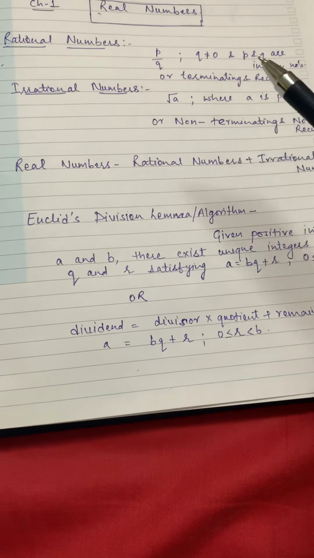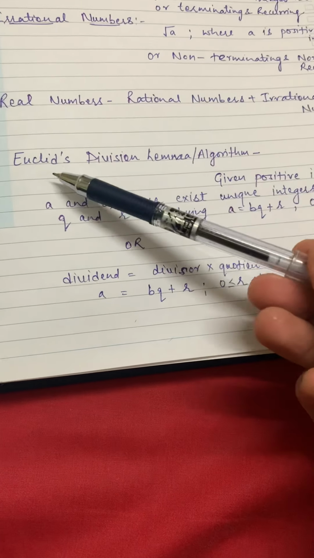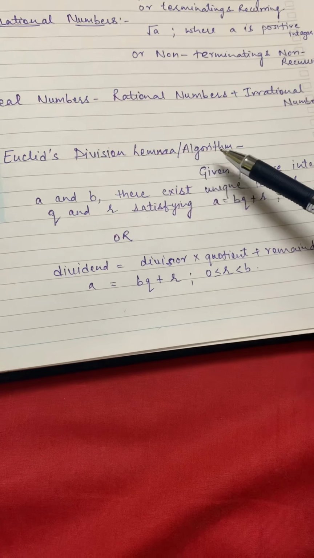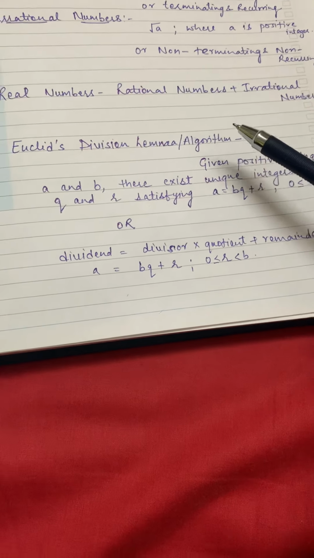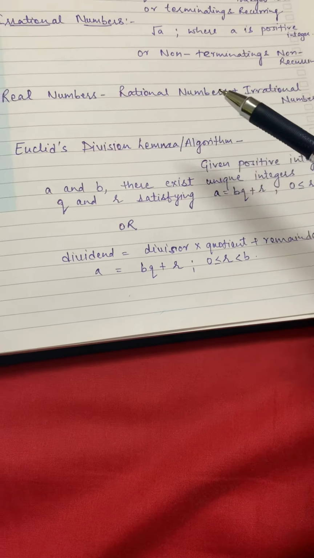So today our topic is Euclid's division lemma, or we can say algorithm. What does Euclid's division lemma say? It says: given positive integers a and b, there exist unique integers q and r satisfying a is equal to bq plus r, where r is greater than or equal to 0 and less than b.